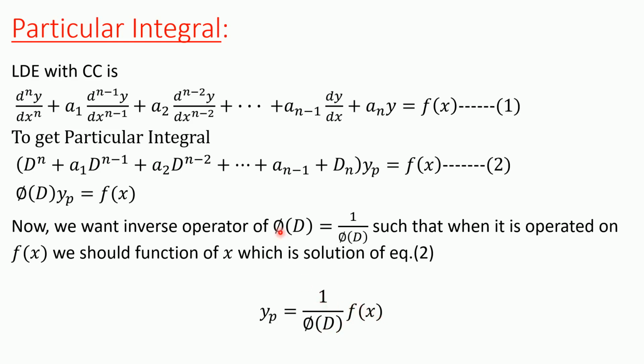So now we have to see how this operator will act on f(x). Phi of D is a differential operator, so 1 upon phi of D is also an operator. We can call it an integral operator, since some kind of integration will be involved, because we want the inverse of a differential operator. So now we have to see how 1 upon phi of D actually acts on f(x), so that we get a solution y_p which satisfies our equations.